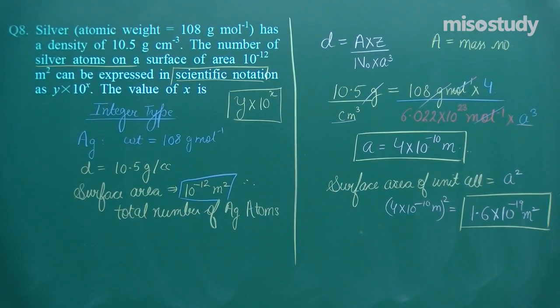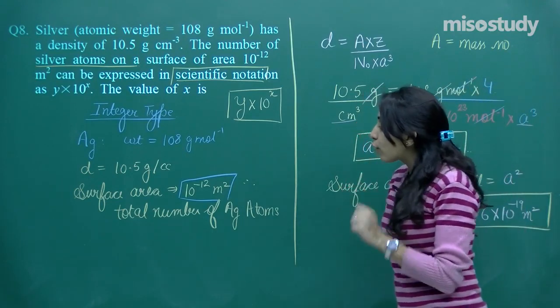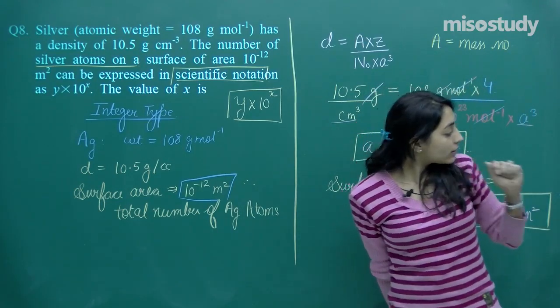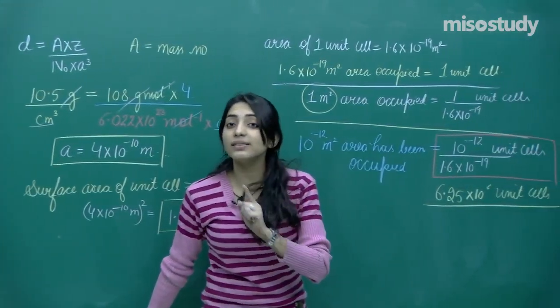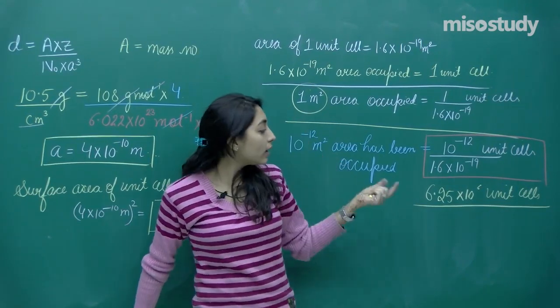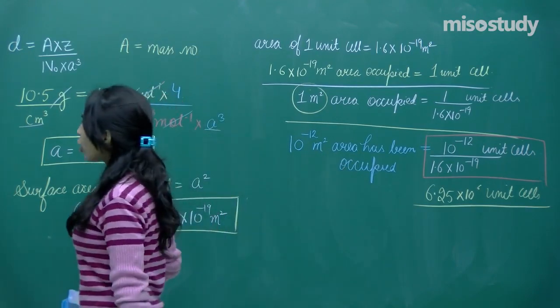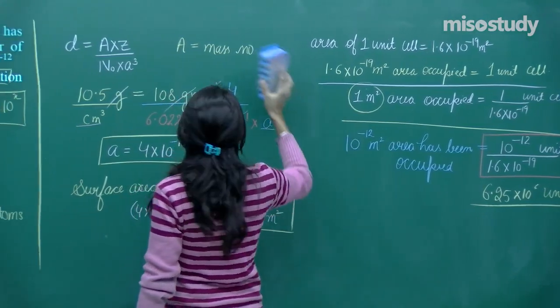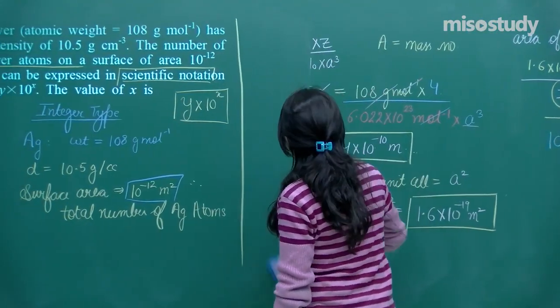Okay guys, having done with this particular value that I asked you to remember, let us continue further. Finally, we ended our discussion by saying that we got a total of 6.25 into 10 raised to the power 6 unit cells, right? But my main concern was not to find the total number of unit cells. My main concern was to find the total number of atoms in that particular area, right? I am talking about a face-centered cubic unit cell, no? So let us see carefully once again. Let me just erase what I don't need.